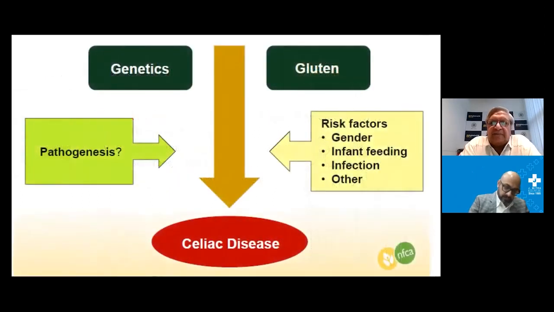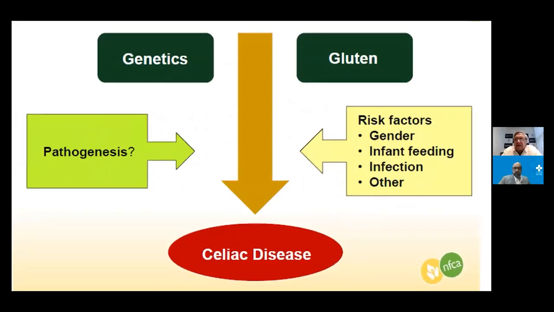So overall, gluten is the trigger in genetically predisposed persons, along with certain risk factors over which we still have not got complete handle, but gluten in genetically predisposed persons will lead to celiac disease. And our aim is to understand the pathogenesis so that we can make rational choice of the test to be used.